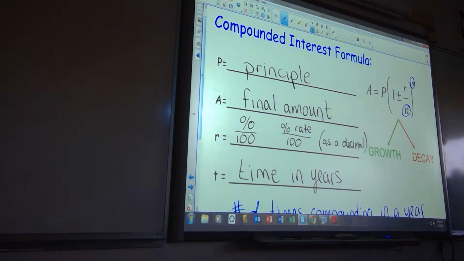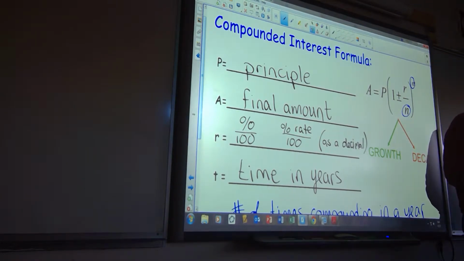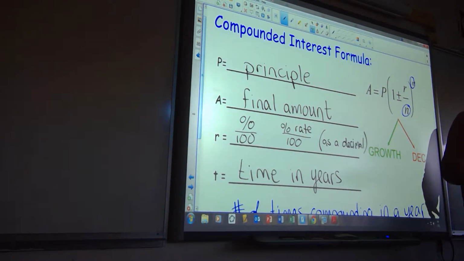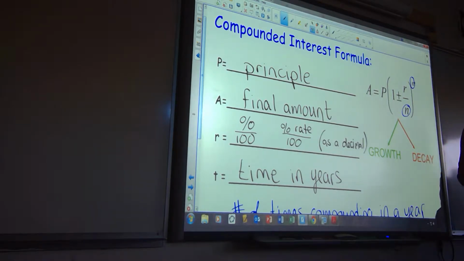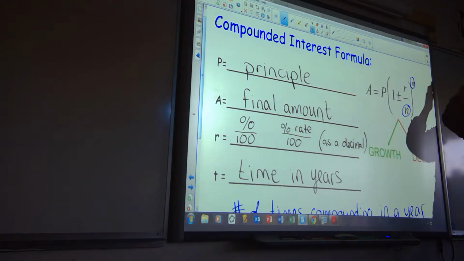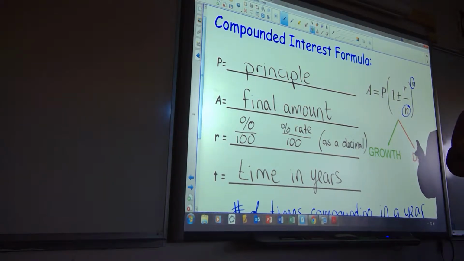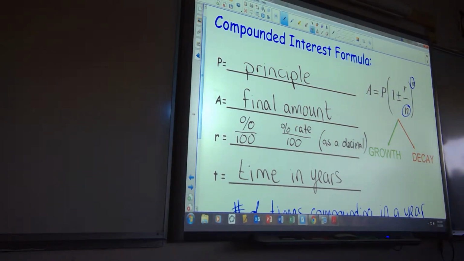Kennedy: Will we get problems when it's not in years and we have to switch it? Yeah, sometimes it'll be like you're investing this for 6 months, so T would be 0.5 in that case. Or sometimes it'll say you are investing for 30 months. So then you have to go, oh gosh, 30 months, more than 1 year, less than 2 years. What's my proportion here? Oh, that's 1.5 years. So do remember that T will always be in years.